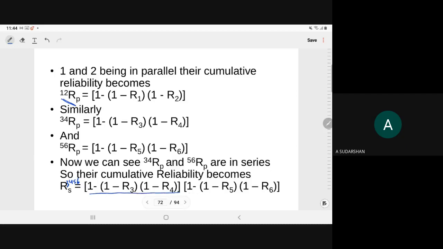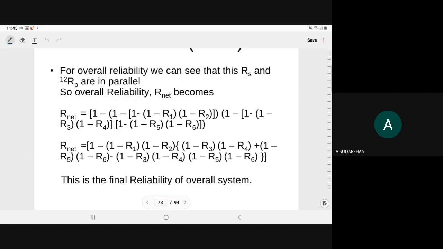R of 3, 4 into R of 5, 6. And R of 3, 4, 5, 6 is in parallel with R12. It means the net will be, they are in parallel, right? So net reliability will become 1 minus (1 minus reliability of 1, 2) into (1 minus reliability of 3, 4, 5, 6). So here we have the total reliability. Clear? On solving, you will get this.